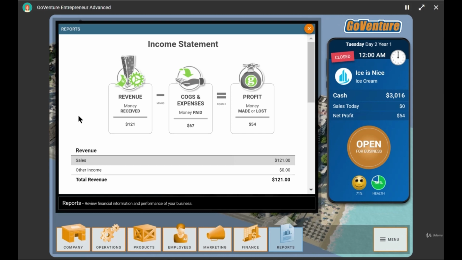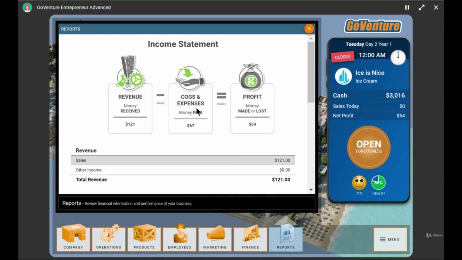The income statement gives you a breakdown of everything of where your money's coming and going, and it's specifically related to the operations of your business in terms of selling a product or a service. There are some numbers that may not appear here that might appear in the balance sheet, which we're going to look at in a moment. So the income statement is revenue, money received, minus cost of goods and expenses.